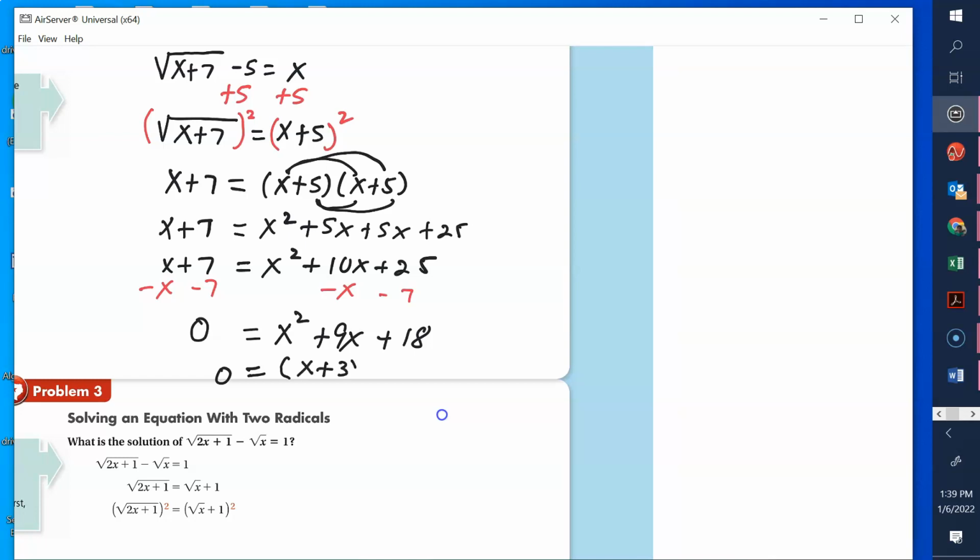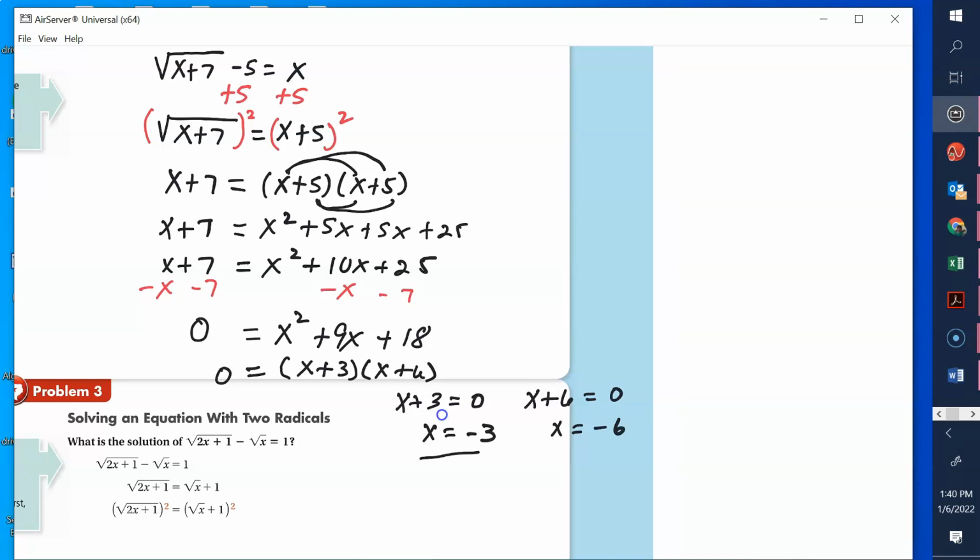X plus what? 3, right? And x plus what? 6. Anybody know the next step? Yes. X plus 3 equals what? 0. X plus 6 equals what? 0. Can you tell me the two answers? Negative 3 and what? Negative 6.